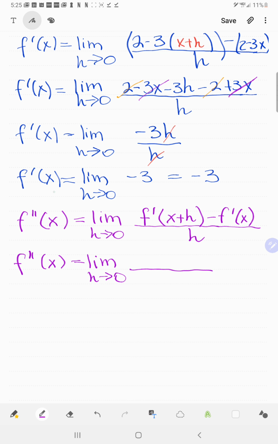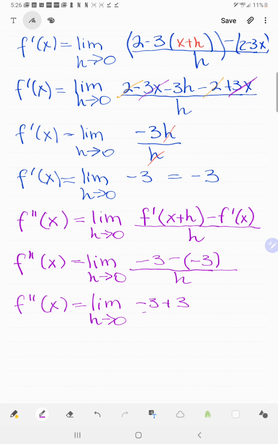So f prime of x plus h, we don't have any h over here, so we are just plugging in negative 3. And here again we don't have any x, so we are just writing negative 3 divided by h. So just to simplify that, we have the limit as h approaches 0 of negative 3 plus 3 over h.